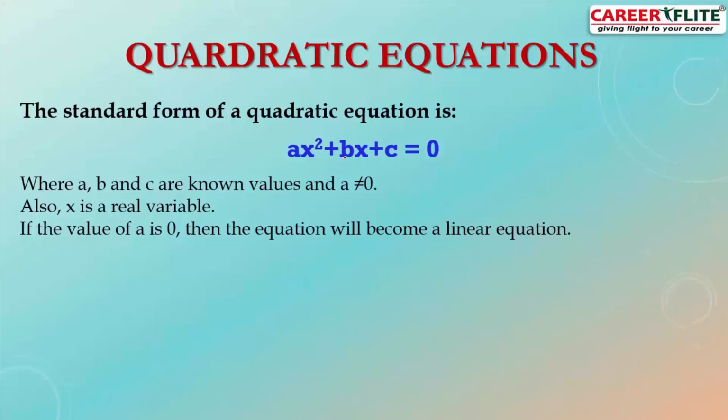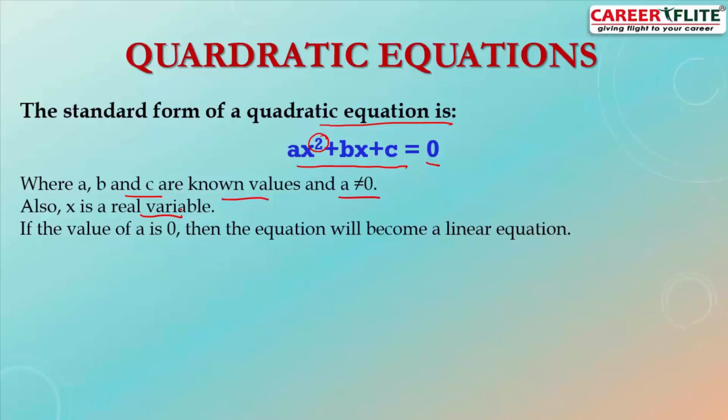The standard form of quadratic equation is given by ax square plus bx plus c equal to 0. So the equation that has a power of 2 is known as quadratic equation. The power of x must be 2. If the power is 3, then it will be a cubic equation. So if it is 2, then it will be a quadratic equation, where a, b and c are known values and a will never be equal to 0 for a quadratic equation, and x must also be a real variable.